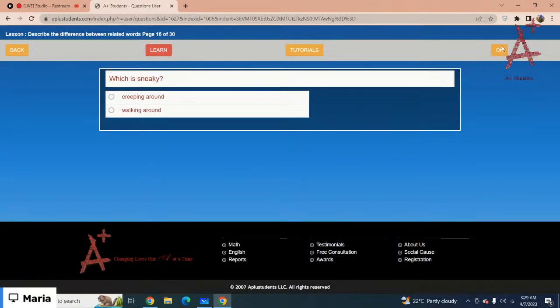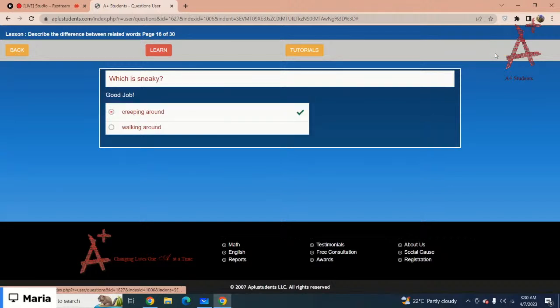Okay, the next one is which is sneaky, creeping around or walking around? That would be creeping around. Got it? Sneaky is the creeping around.